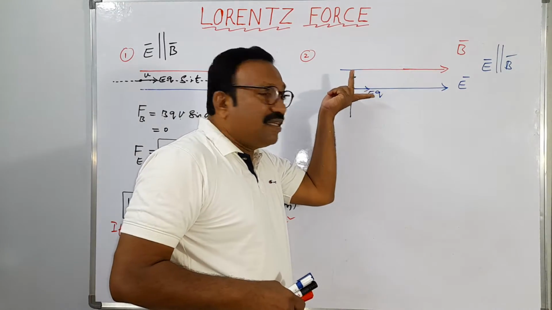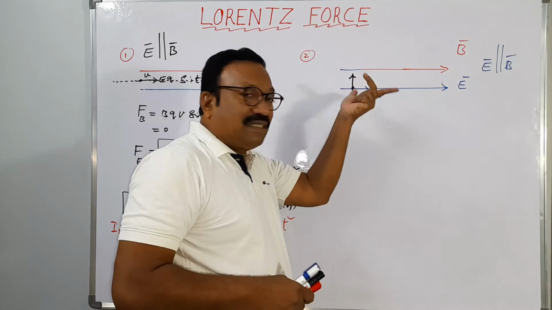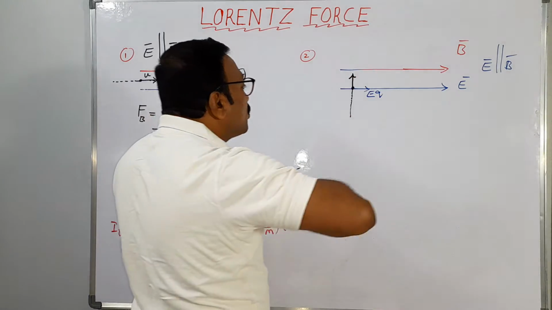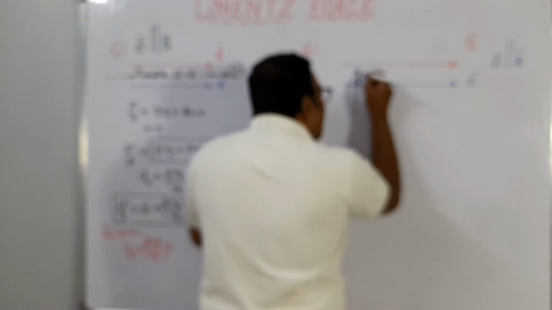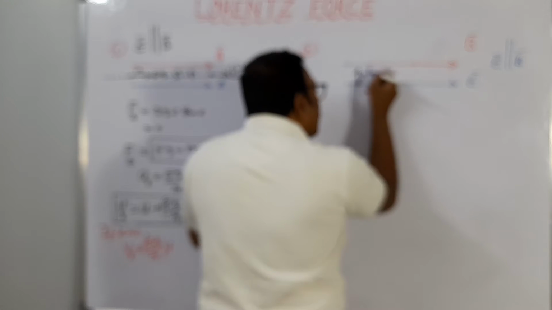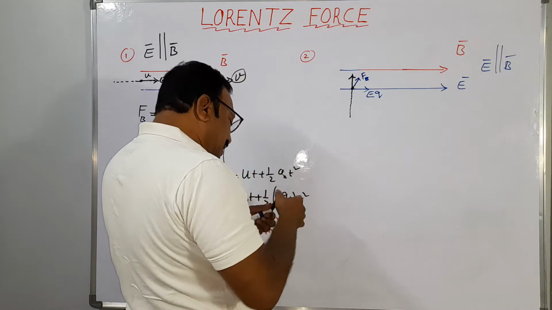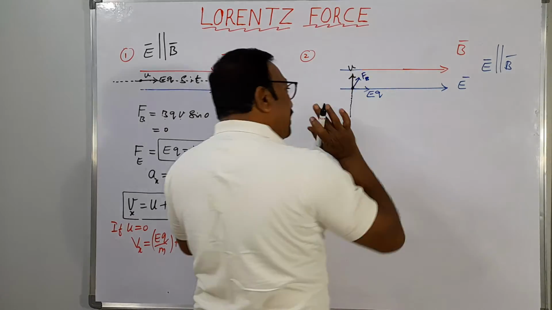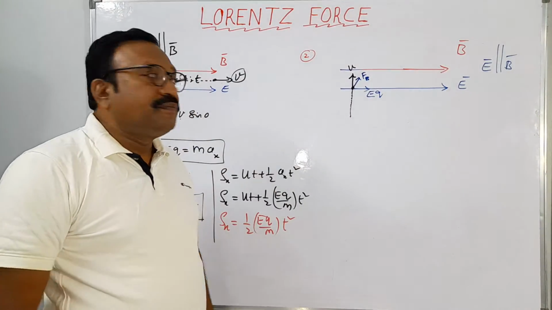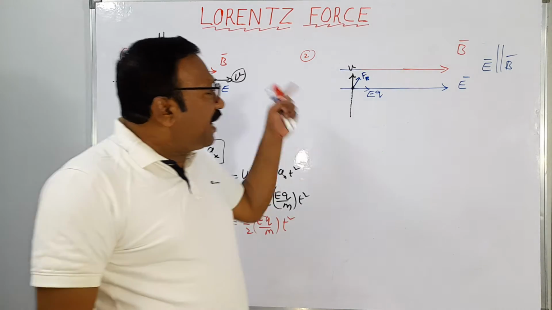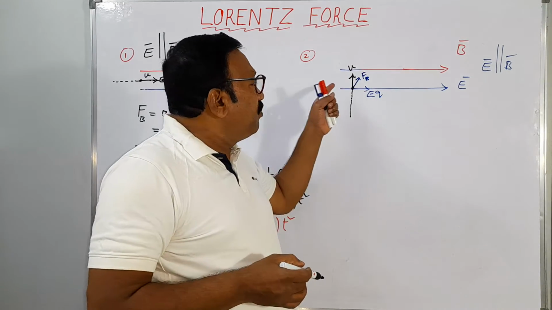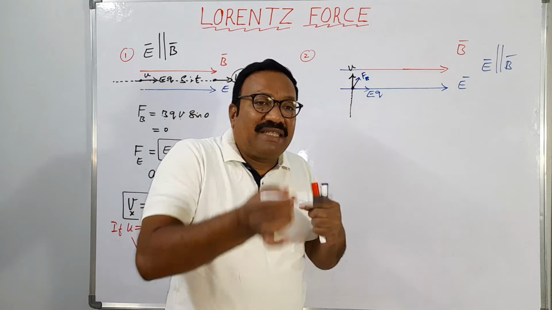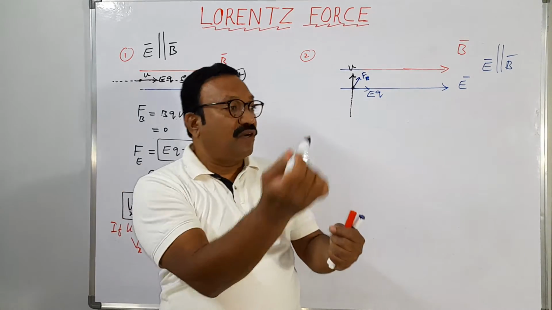This is a velocity. The force will be inward. So the force due to magnetic field will be inward. The particle is entering with velocity u perpendicular to the field. So therefore the magnetic field will try to move this particle in a circular motion like this. Inward, no? The force is inward.